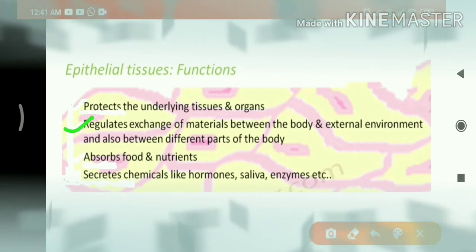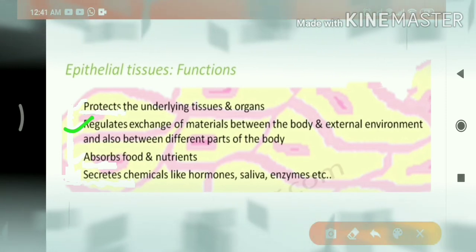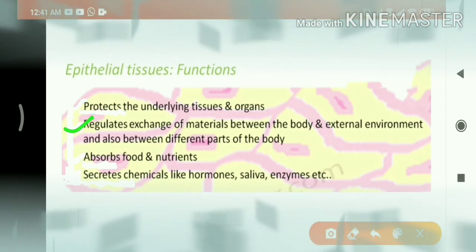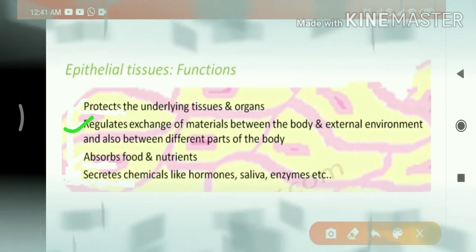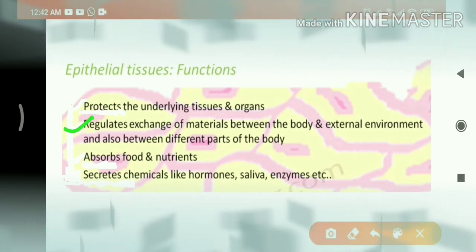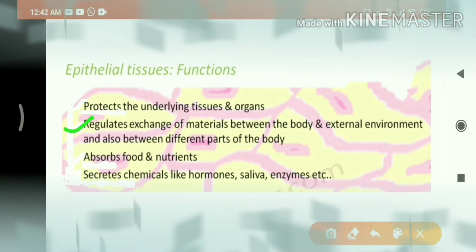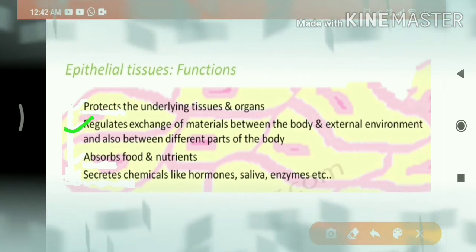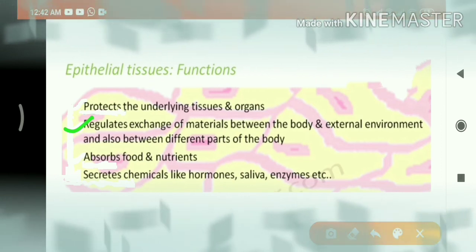Here, the first function is protection of the underlying tissues and organs. I hope you understand, one organ is separated from another organ for protection. The second function is to regulate the exchange of material between the body and the external environment, and also between the different parts of the body. This is the second most important function of epithelial tissue.